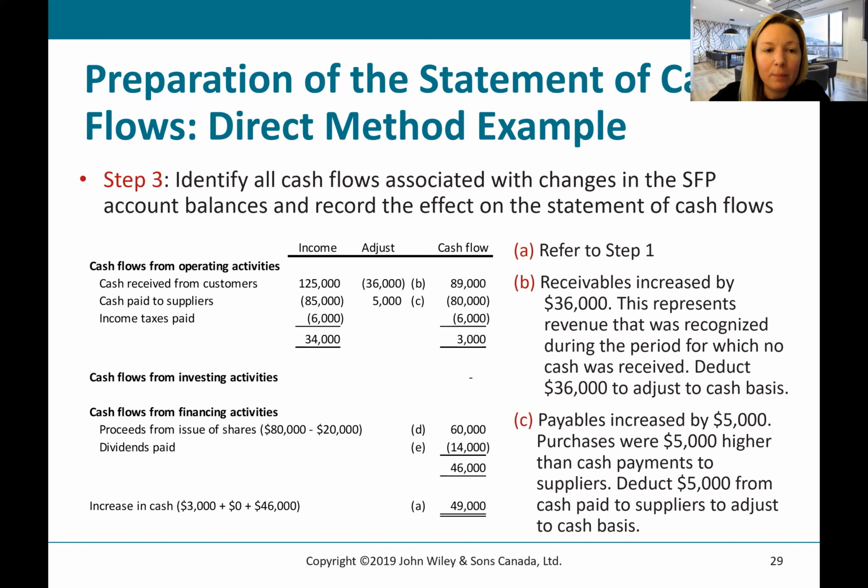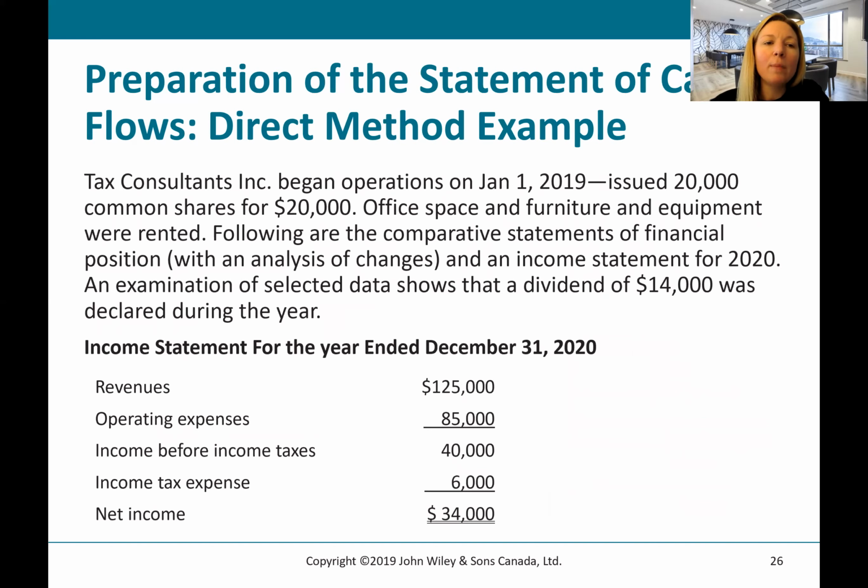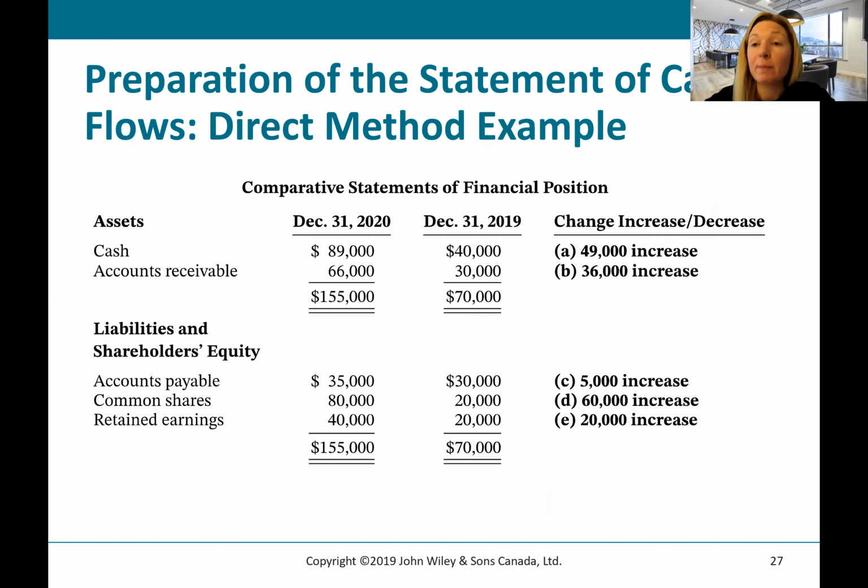Then we've got our cash flows from investing activities, and we don't have any investing activities. So actually, let's talk about operating activities just for a second. Operating activities are always going to pick up all of your current assets and your current liabilities. So even if you're doing the direct method, you still need to cover off the changes in all those accounts.